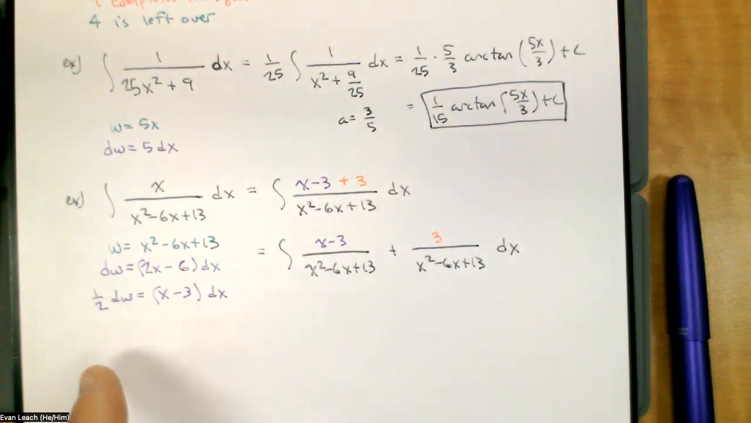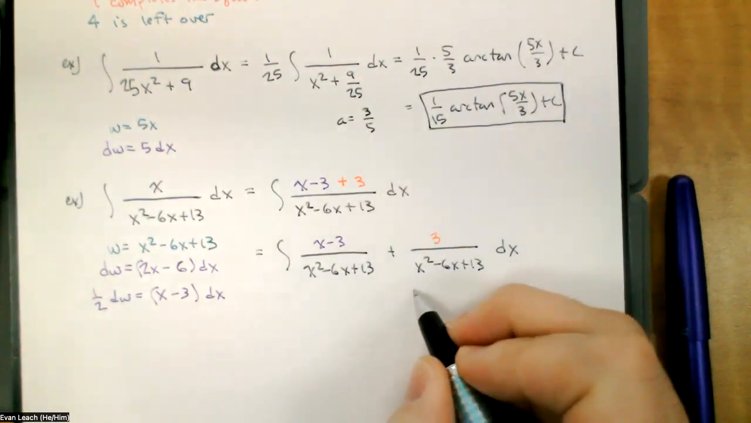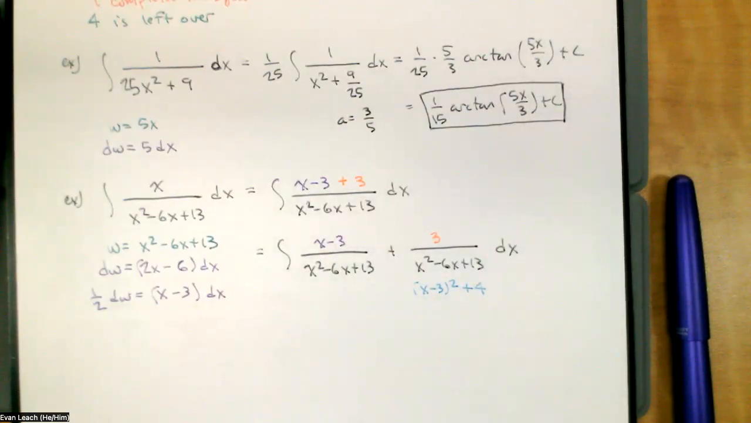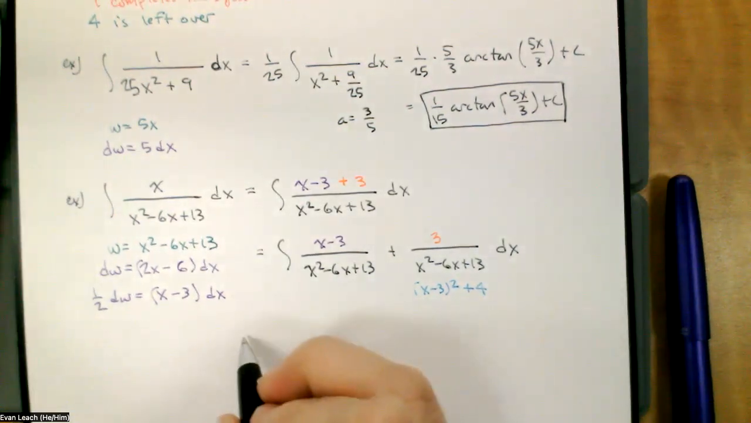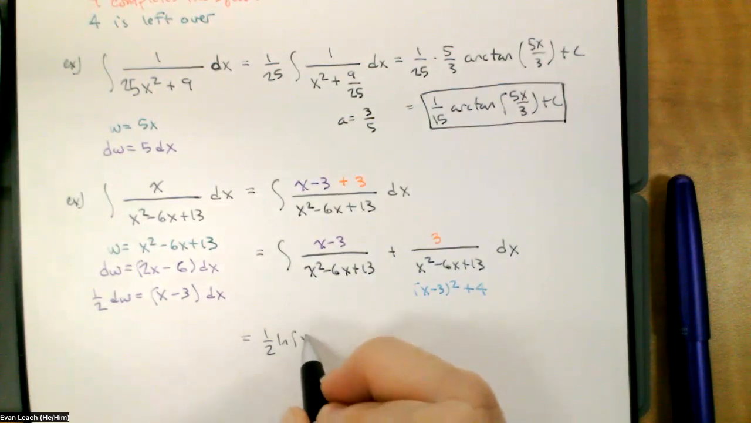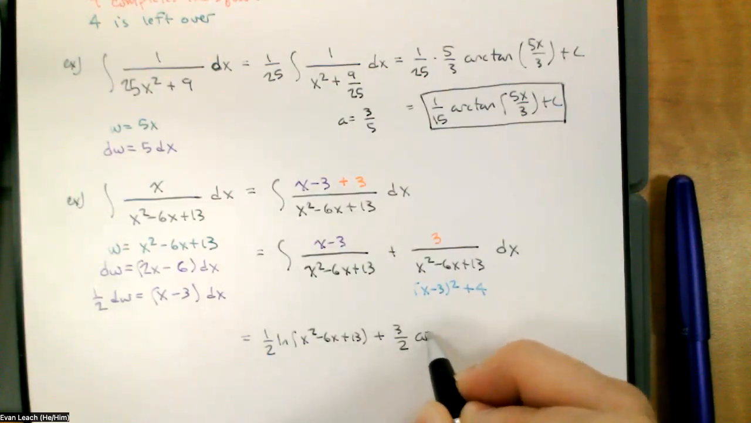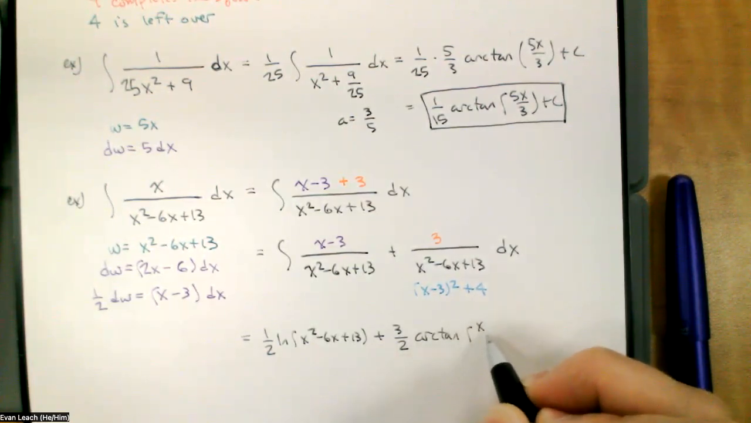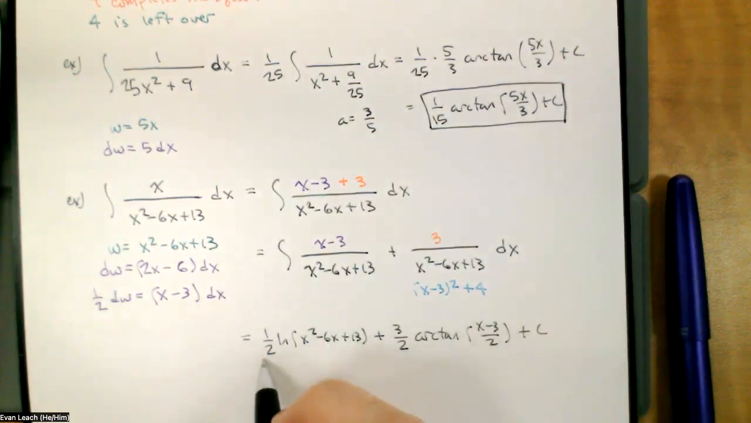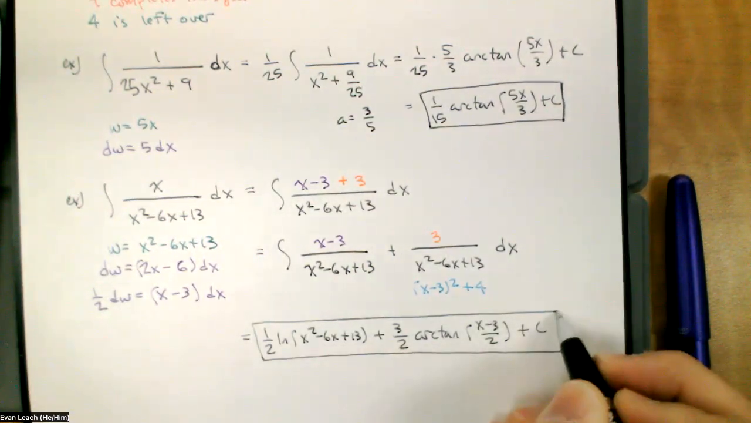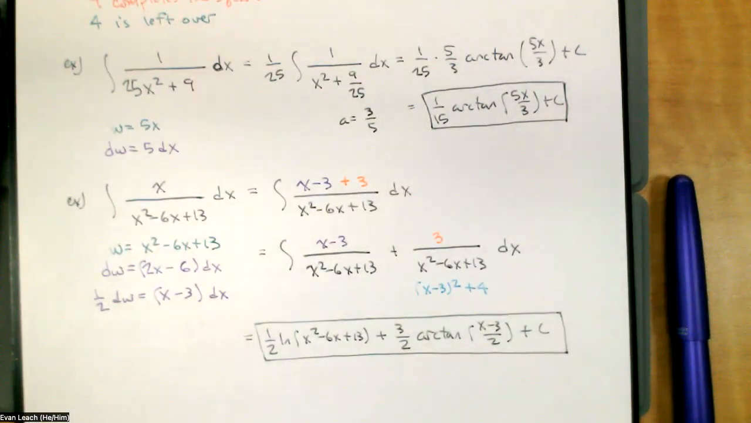This first term is going to get the substitution that we want to make. This second term is going to have a square completed. So this first term is going to give us a natural log. The second term is going to give us an arctangent. Thus concludes our 3-day foray into algebra.